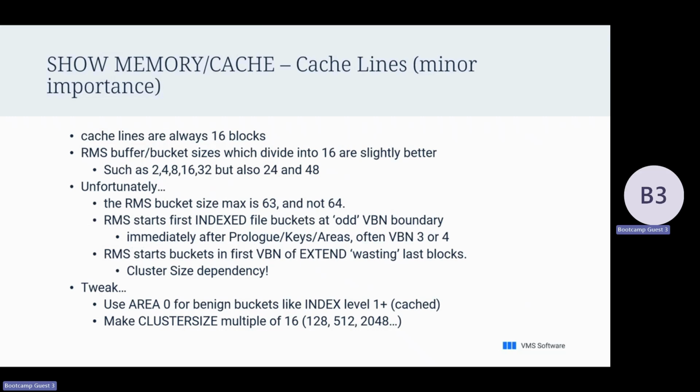So as long as we make the main data not be in area 0, by putting some index in area 0 and putting the main data in area 1, now I have the potential to be aligned, and I can be actually aligned because RMS will start every area on a cluster size boundary. So now, if my clusters match the 16 and the buckets match the 16 or multiples thereof, everything starts to align. A little bit far-fetched, but it does work.